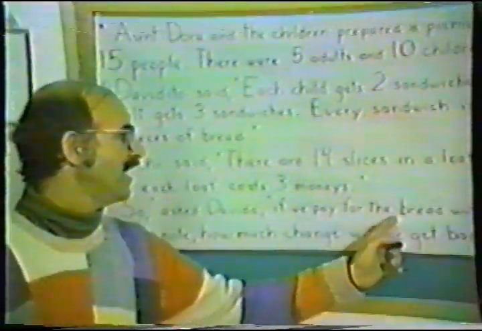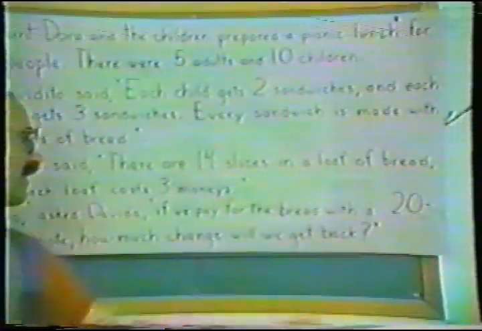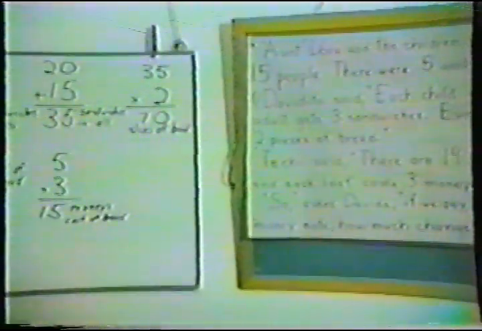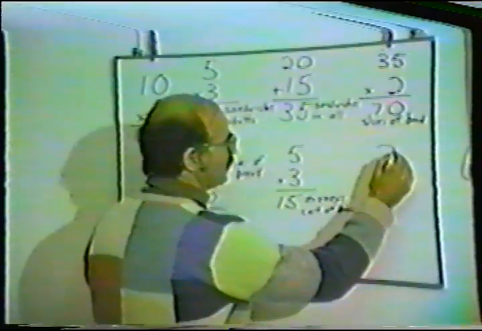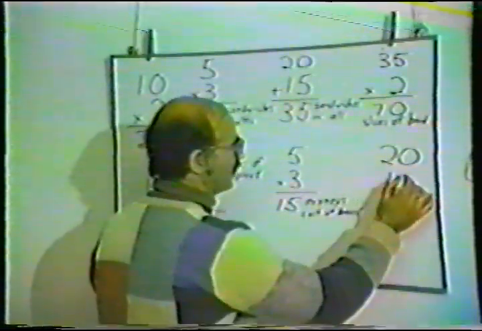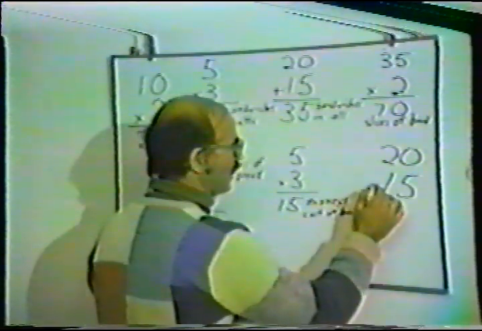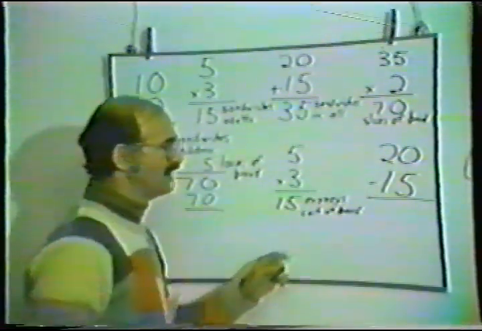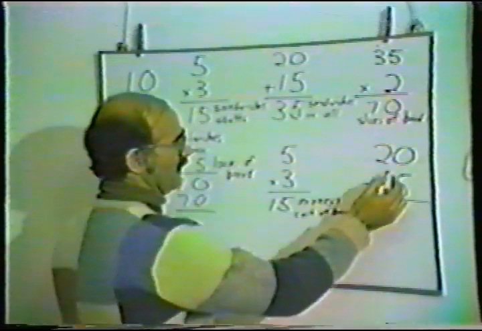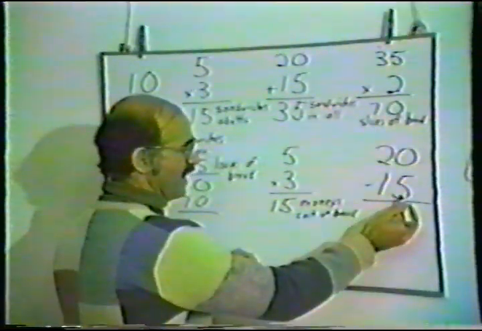If we pay for the bread with a 20 money note, how much change do we get back? We pay with 20 and the cost was 15. What do we do with those two numbers? Subtract. 0 take away 5.